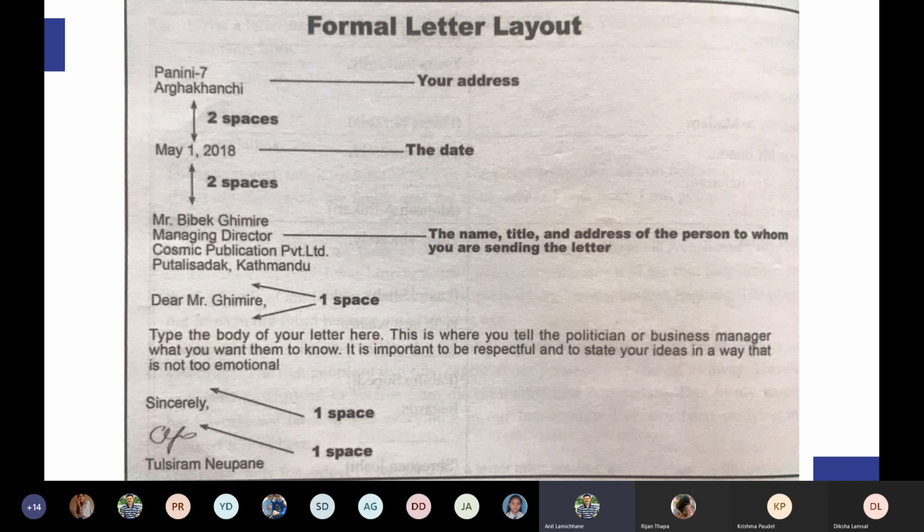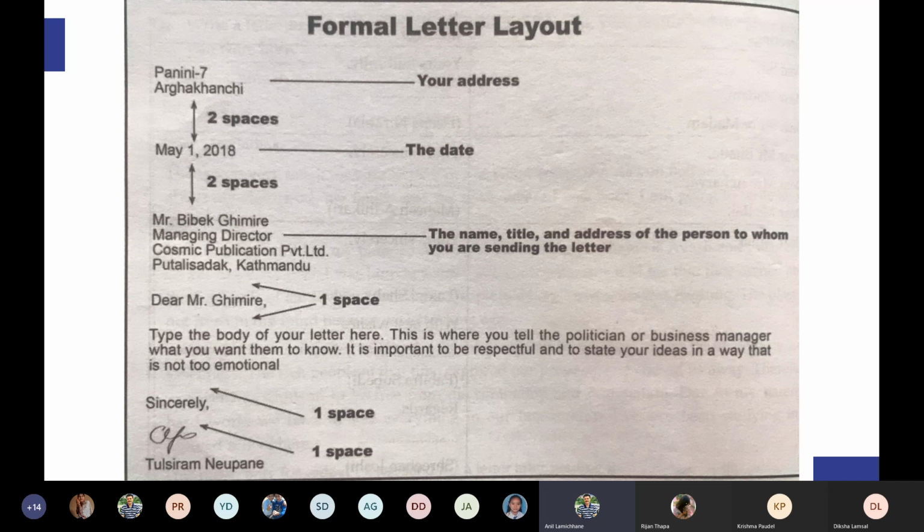Date, and again a gap, and then like Mr. Vivek Gimire, Managing Director, Cosmic Publication Private Limited, Uttalisada, Kathmandu, this way. The name, title, and address of the person to whom you are sending the letter. This is a formal letter, this way it is written. That's why, dear Mr. Gimire; the name is already written there. Between these two, one space: above two spaces, here one space.